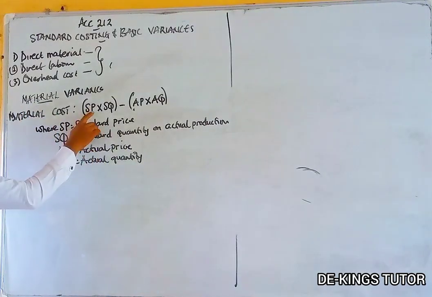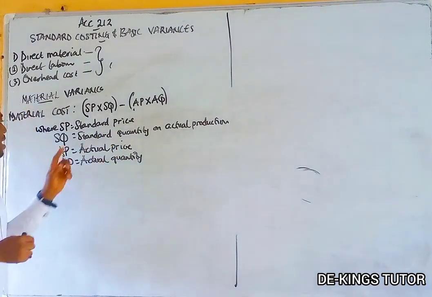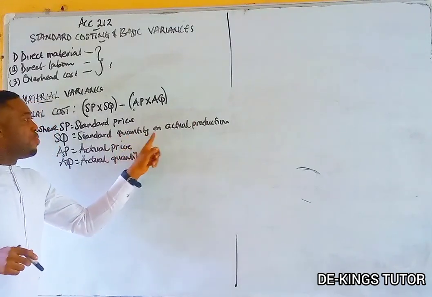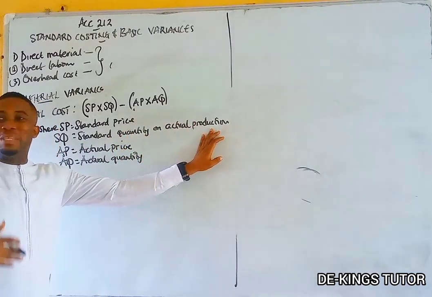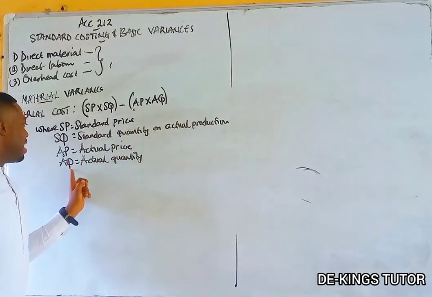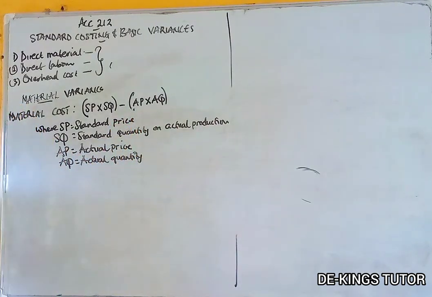Now, say this is standard price. That is the price they set as standard they are going to incur. Now, this standard quantity will be on actual production, what they produce actually. Then AP is the actual price, and this is actual quantity. Now, this is cost.